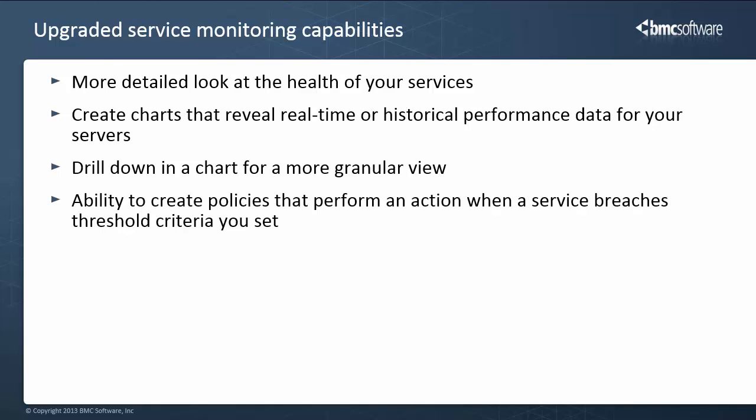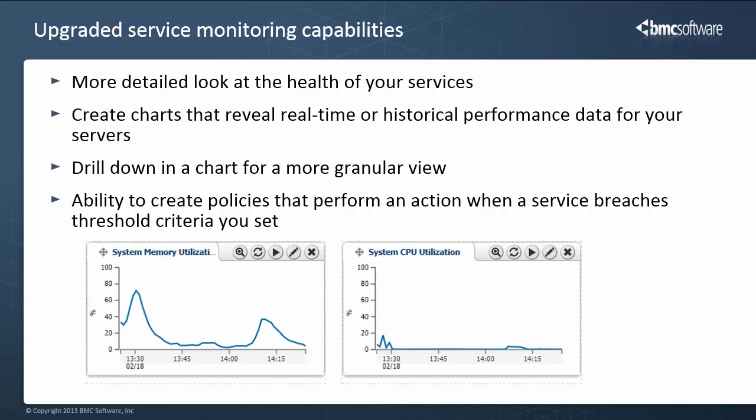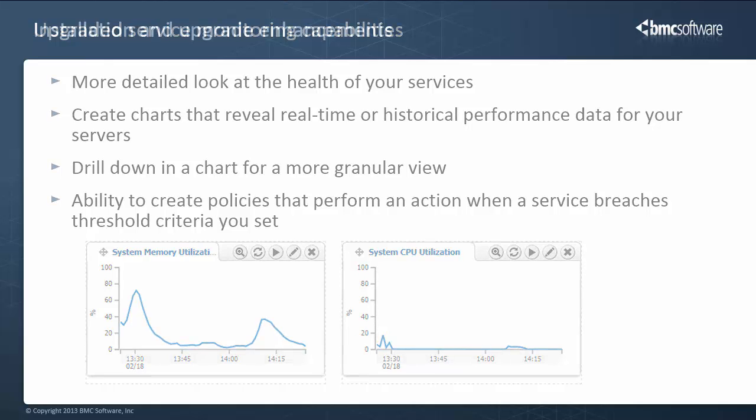Finally, you can create policies that perform an action when a service breaches the threshold criteria that you set. You can create remediation policies that attempt to resolve a performance problem as soon as it occurs. For example, you can create a policy that adds CPU when CPU utilization exceeds 90% for 10 minutes. You can also create notification policies that send email when your service breaches the criteria that you set.